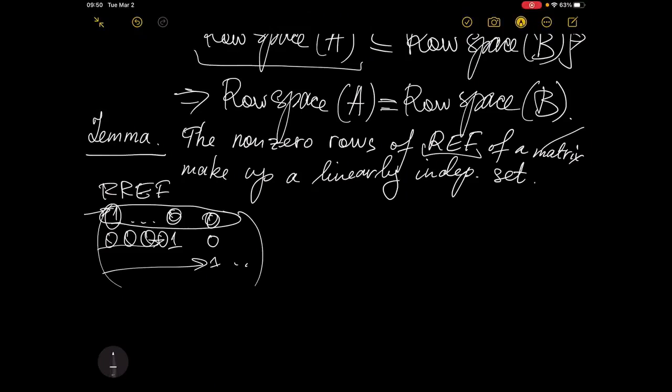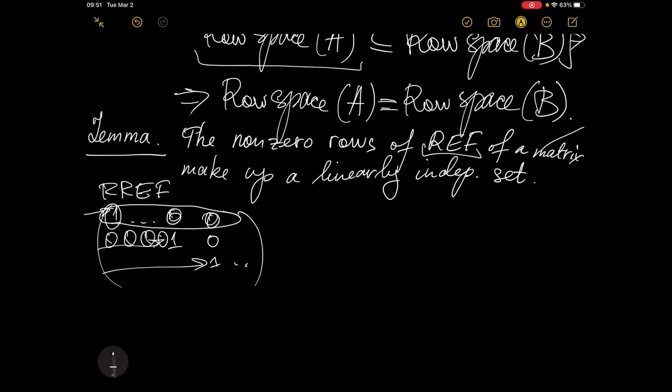But yeah, the row space will stay the same, right? So then it means that the non-zero rows of the row echelon form of the matrix, or reduced row echelon form if you like, make up a linearly independent set, right? Because they cannot be expressed through each other. Is it clear or not? Please ask me questions if you have any.